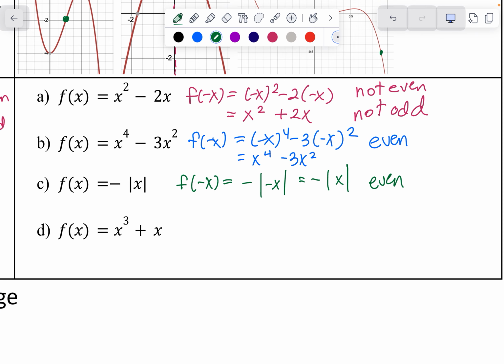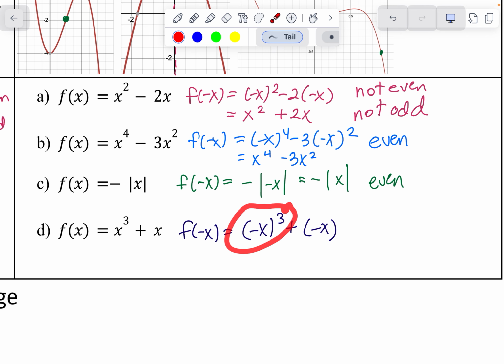Let's do another one. Let's stick in negative x. We get the opposite of x cubed plus the opposite of x. So you see where the original x was sitting, I stuck in a negative x in parentheses. If you cube a negative, does it stay negative or does it become a positive? If we cube a negative, 3 negatives multiply and give you a negative. So that is going to be negative x cubed. And then this back, a positive times a negative is a negative.